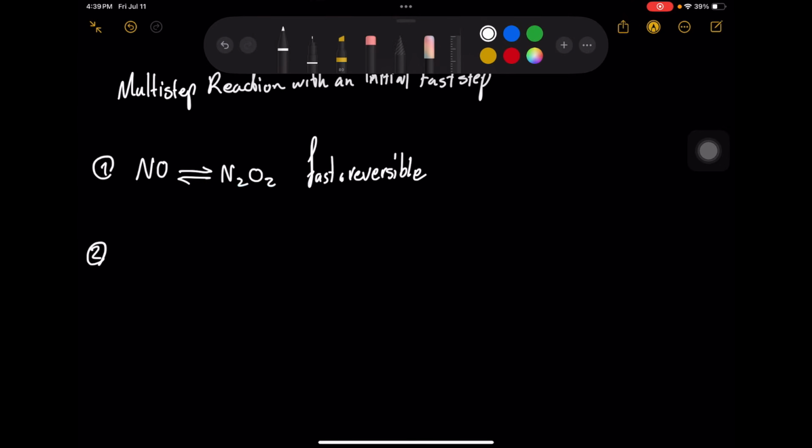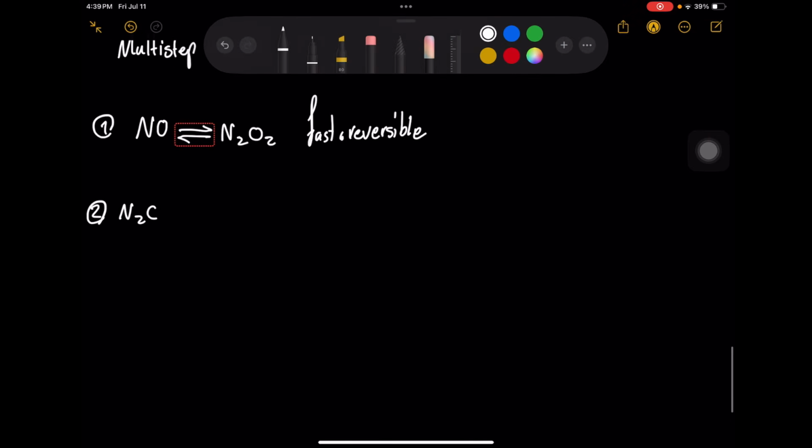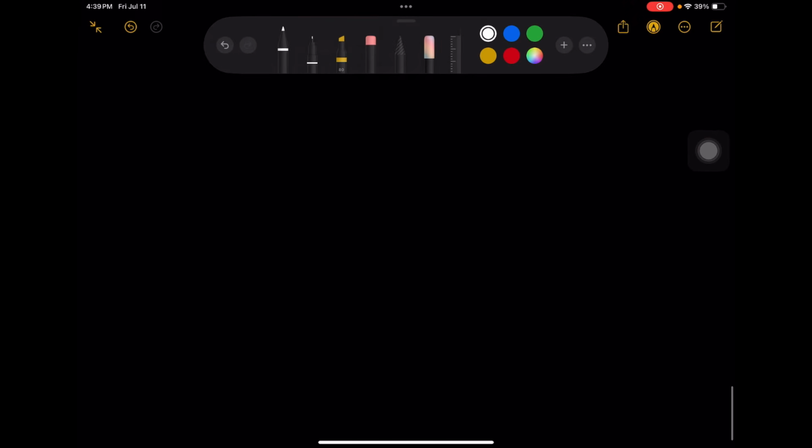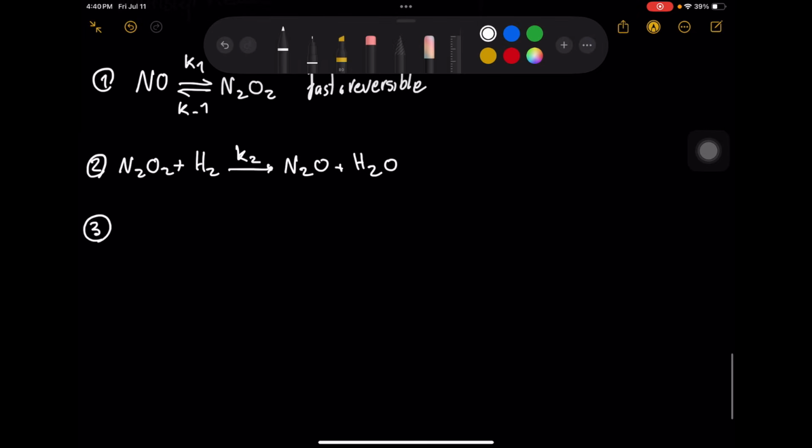For the second elementary reaction, we have N2O2 plus H2 with the K2 rate. This is our K1, and as we said, the reverse of that reaction would be K-1. The K2 rate produces N2O plus H2O. For our third elementary step, we have N2O plus H2 with the K3 rate, which produces N2 plus H2O.